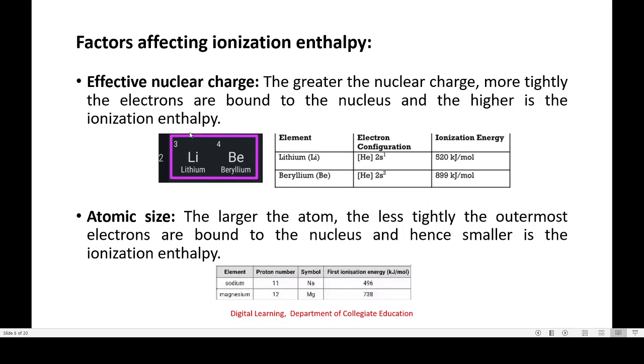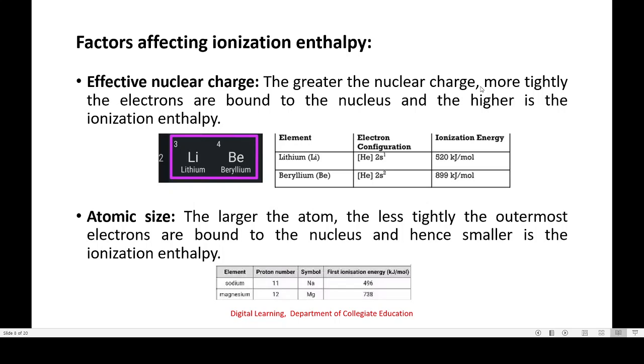And coming to the factors which affect the ionization enthalpy. There are various factors which are going to influence the ionization enthalpy or the ionization energy. Let us look at the first one, the effective nuclear charge.